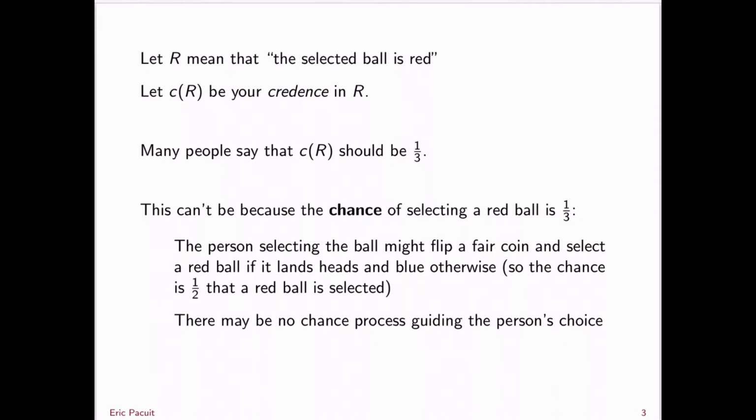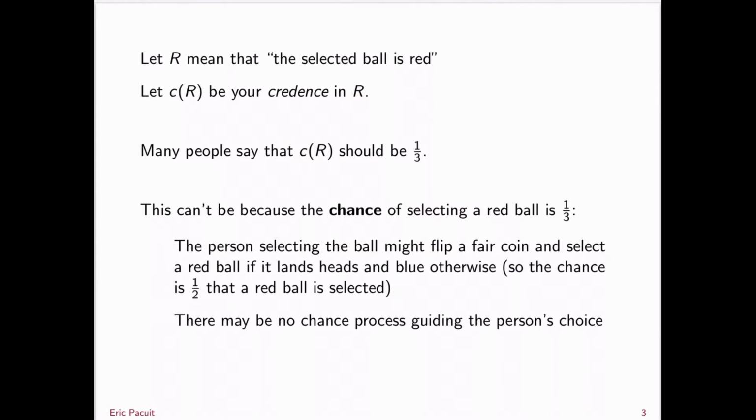But that can't quite be right, because you don't know anything about how the person selecting the ball was choosing which ball to select. The person might select the ball by flipping a fair coin and choosing a red ball if it landed heads and a blue ball otherwise. So that means the chance is 1/2 that the red ball is selected. Yet most people believe, and it's a natural assumption, that the credence of R should be 1/3.